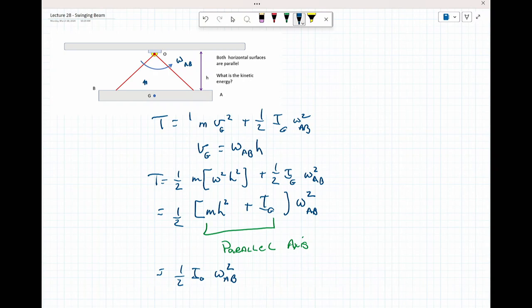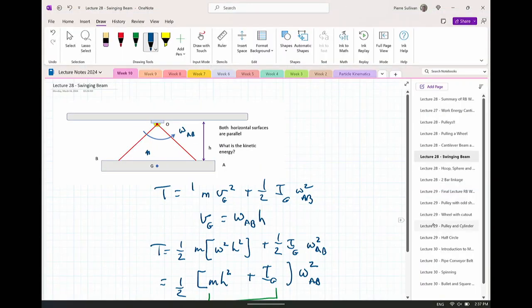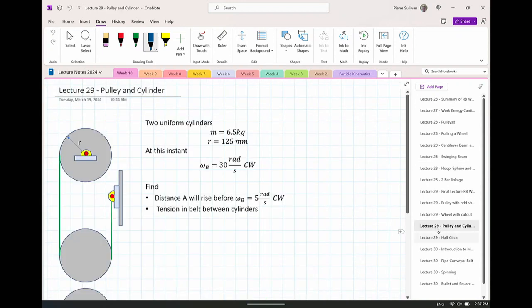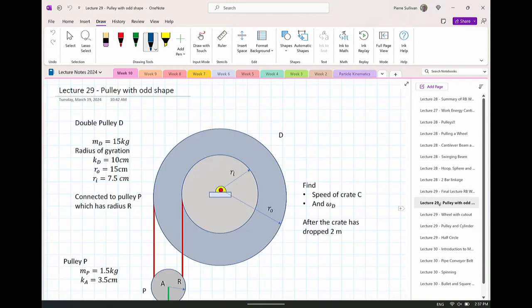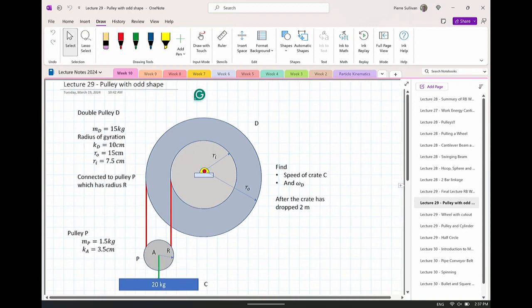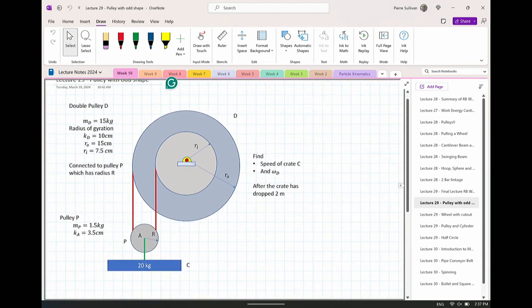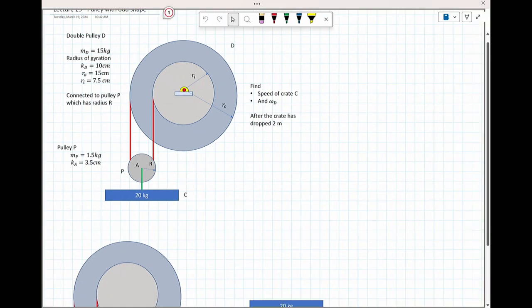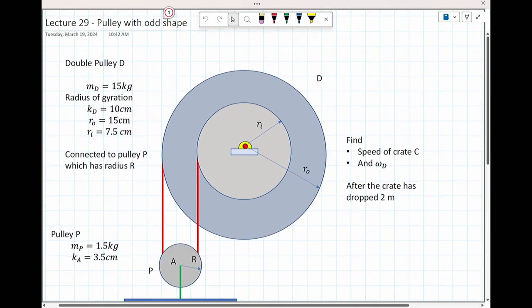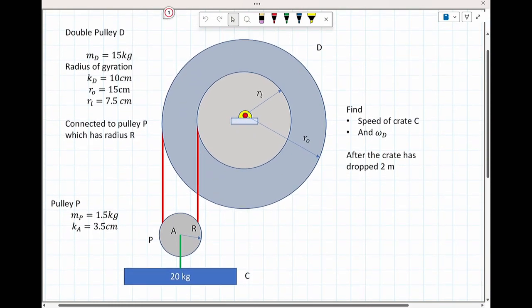I'm afraid I'm going to have to do my pulleys. Pulley and cylinder. Nope. Pulley with odd shape. Okay. All right. I always regret starting this one. This is a good one. It's nice. Okay. You're going to have to think about this one a lot. Go ahead.